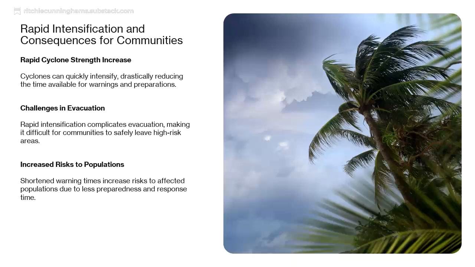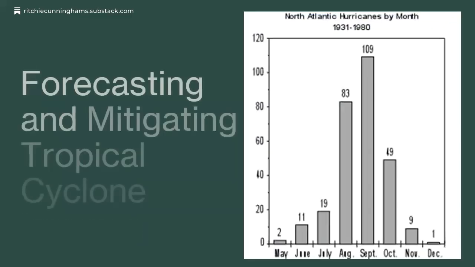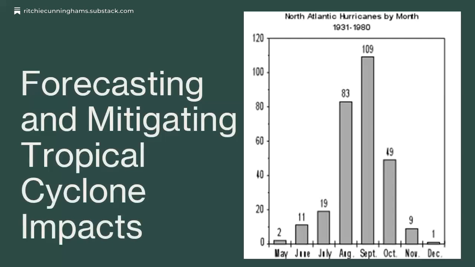Predicting tropical cyclones. Modern forecasting relies on advanced global weather models, such as the ECMWF, GFS, and UK Met Office models. These models analyze atmospheric conditions, sea surface temperatures, and wind patterns to predict storm formation, intensity, and track. While track forecasts have improved significantly, predicting changes in storm intensity remains more challenging.